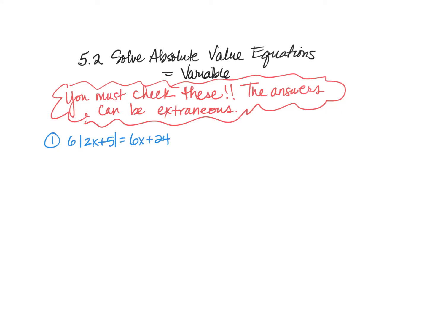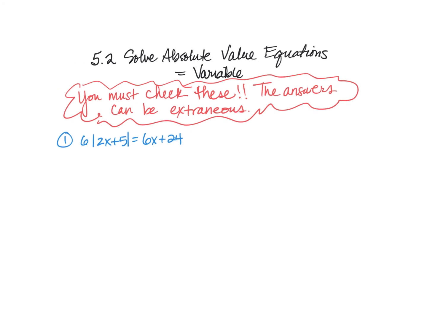All right, in 5.2, we're going to solve absolute value equations that are set equal to a variable. So that's why this is different. They're set equal to the variable right here. Now, what does this mean? How is this different? Well, let me show you for a second.